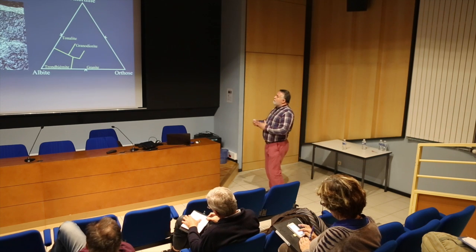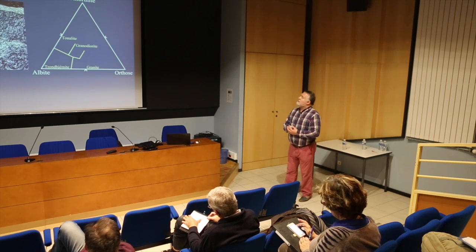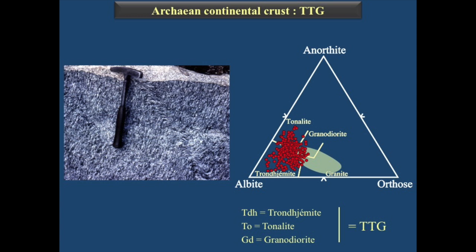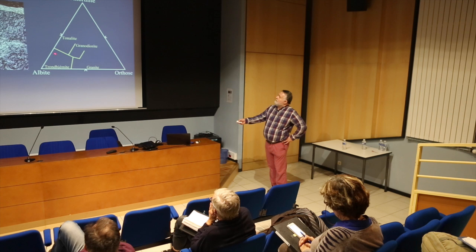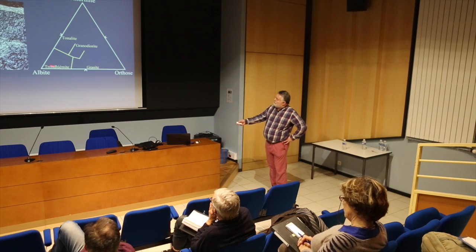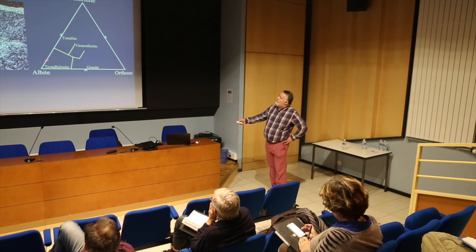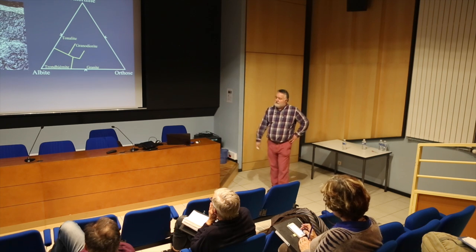Now, if we look more in detail, we can see here anorthite is a calcic plagioclase, albite is sodic plagioclase, orthoclase is potassium feldspar. And in this diagram, we can find some fields: granite here with orthoclase, granodiorite, tonalite, and trondhjemite, which has the same plagioclase as in tonalite, but plagioclase richer in albite, in sodium.